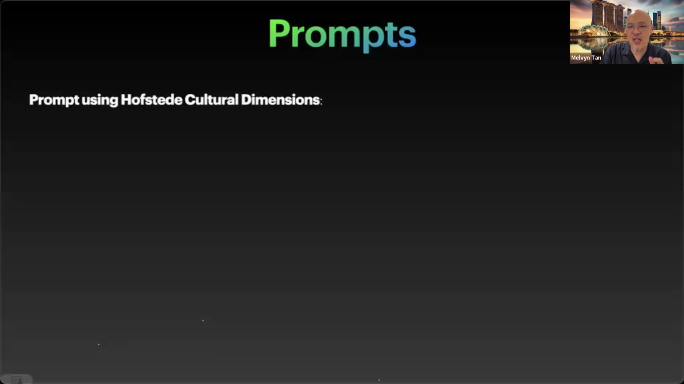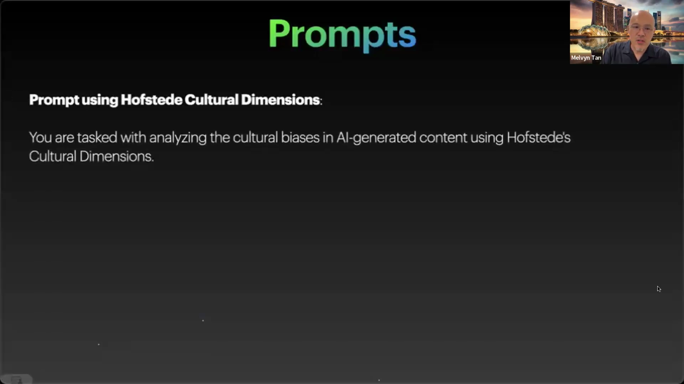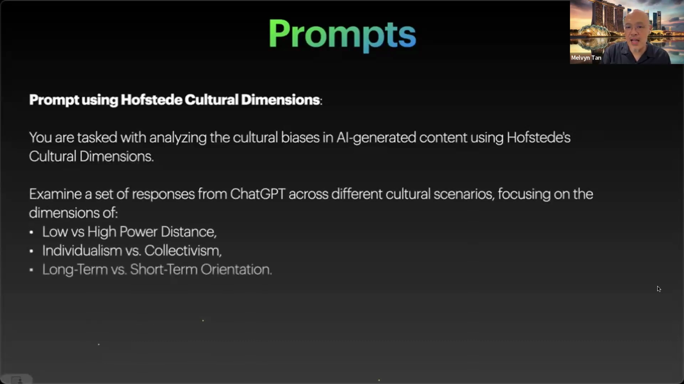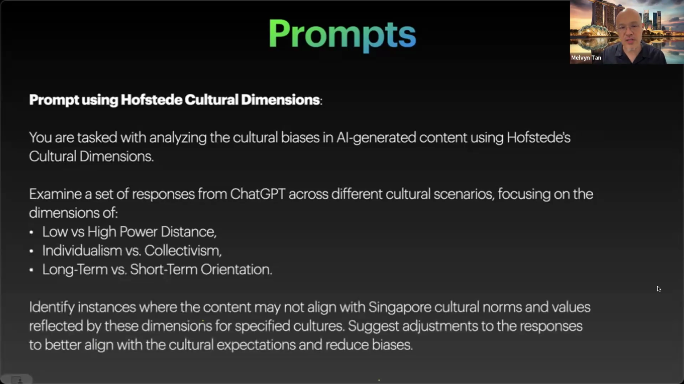Okay, so one way that you can do this is the following, right? Prompt using Hofstede cultural dimensions. So what you want to say is that you're tasked with analyzing the cultural biases in AI-generated content using Hofstede's cultural dimensions. Okay, so I want you to examine a set of responses from ChatGPT across different cultural scenarios, focusing on these 3 areas. Okay, identify instances where the content may not align with Singapore cultural norms. All right, and then suggest adjustments to the responses.